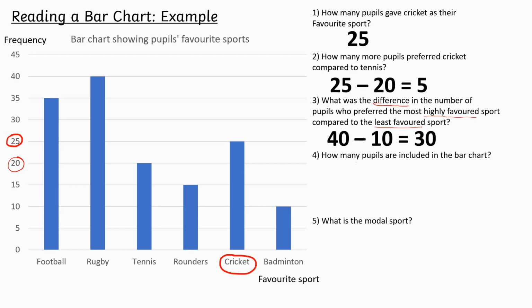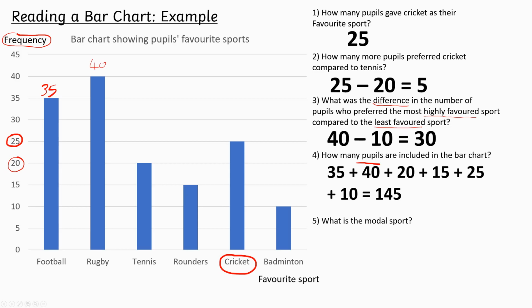To work out how many pupils are included in the bar chart, I need to look at the heights of each bar, because the heights of the bars tell us the frequencies, which is the number of pupils who prefer each sport. So I look at the height of each bar, and I add them up, and I should get 145. So that means 145 pupils are represented in the bar chart.